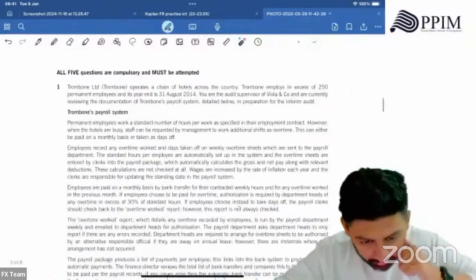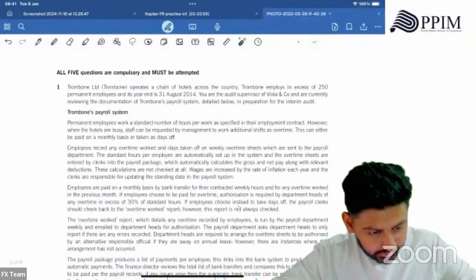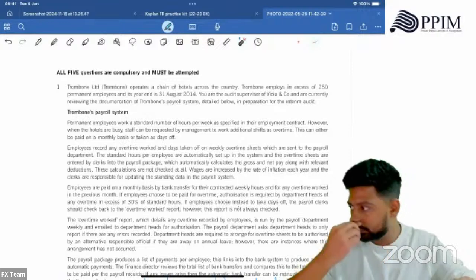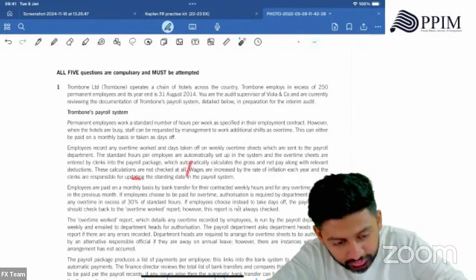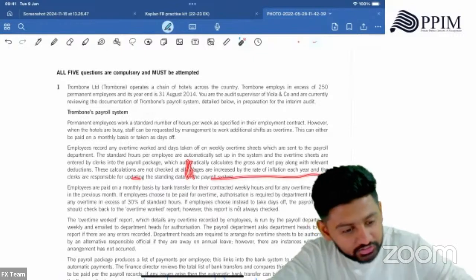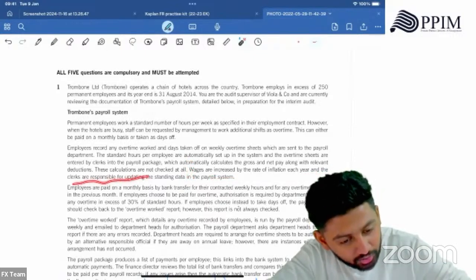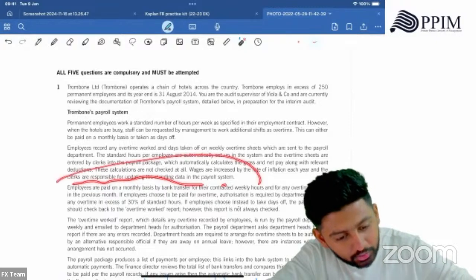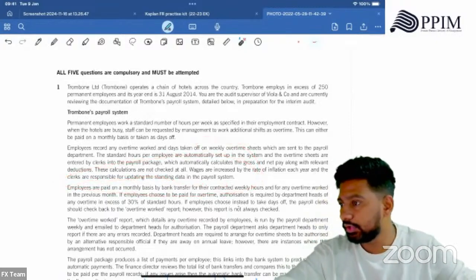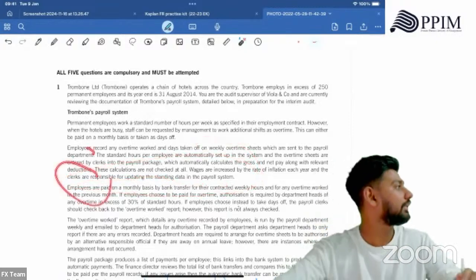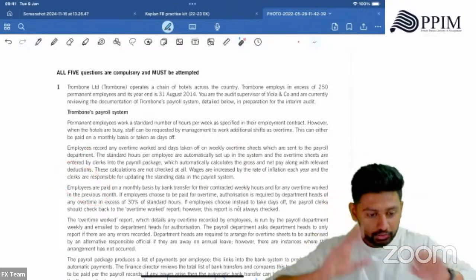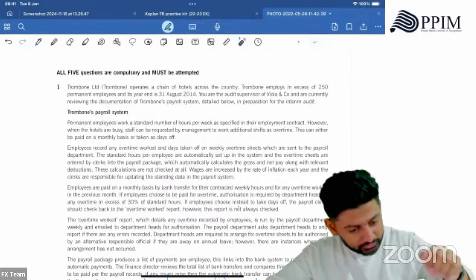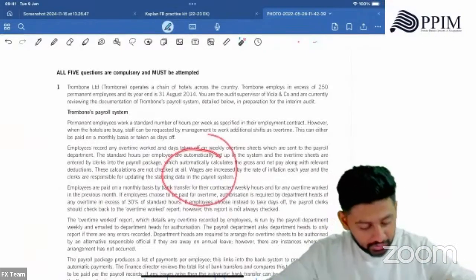The second problem that we have is somebody said, okay, now these calculations are not checked at all. Wages are increased by the rate of inflation each year, and clerks are responsible for updating the standing data in the payroll system. Obviously, changes to the payroll system are made by the clerks, right?